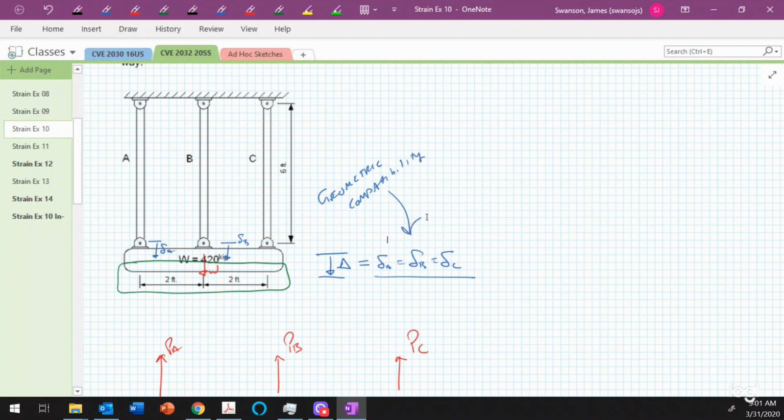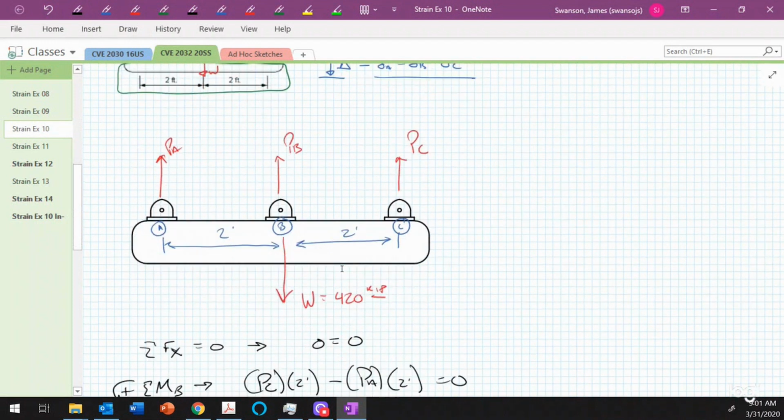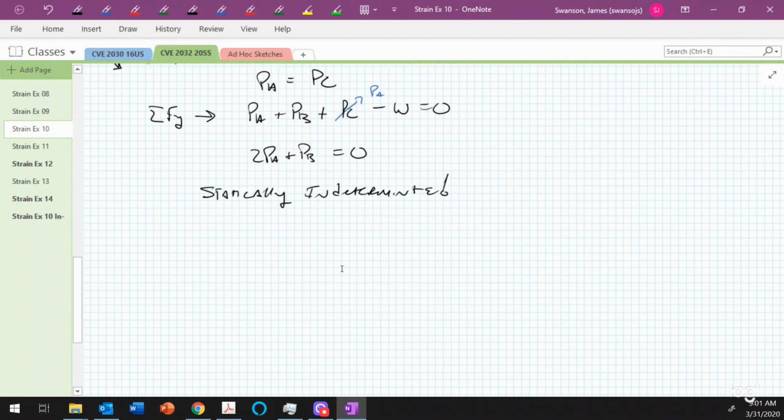All right, and we're going to use that, and I'm going to move back down to the lower part of this page, and I'm going to write that again. I'm going to say that the amount of stretch that we get in rod A is equal to the amount of stretch that we get in rod B, and that's equal to the amount of stretch that we get in rod C, and that's going to be equal to the amount of displacement that we have for that bar.